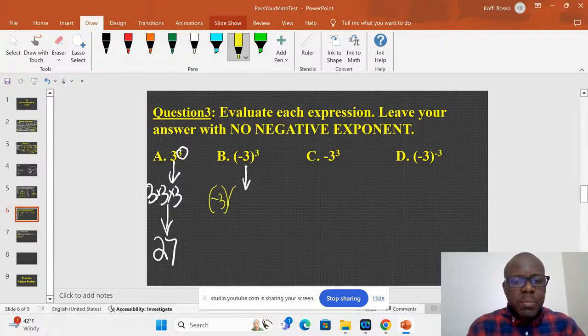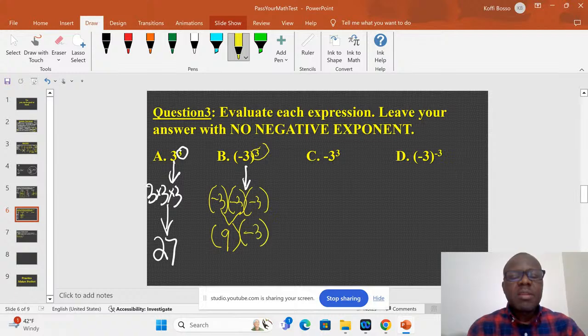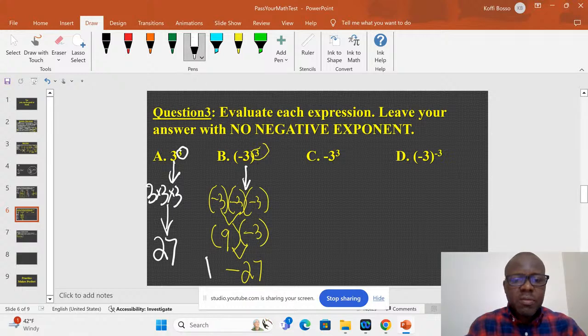We multiply by the same negative 3. We multiply again by negative 3. So we repeat this 3 times. Why? Because the exponent is 3. So look, negative 3 multiplied by negative 3 turns to positive 9. And positive 9, we're going to multiply by the last negative 3. So positive 9 multiplied by negative 3 turns into negative 27. So the answer to this question is negative 27.